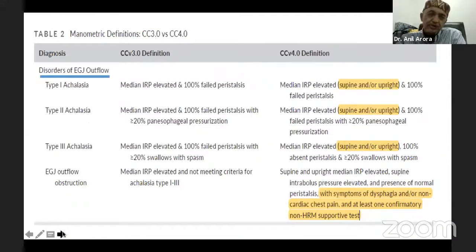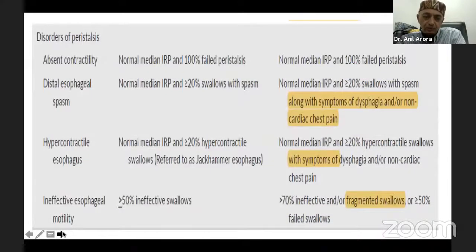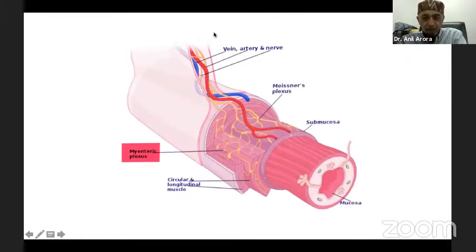These are the definitions of how we define the various types of EGJ obstruction, which I think Dr. Ravinder Mittal will be talking to us about in detail. Suffice it to say that there are two major problems of motility for which we have to understand the pathogenesis. One is the disorders of peristalsis in the form of absent peristalsis, distal esophageal spasm, or jackhammer esophagus, or else ineffective esophageal motility, and we'll come one by one to what happens.